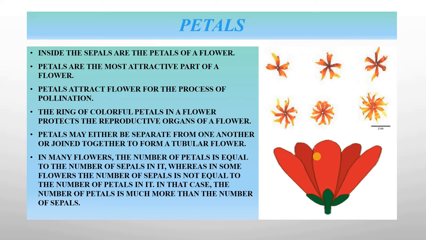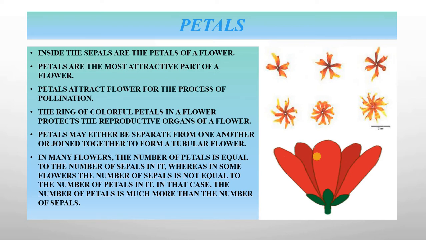Now, the ring of colorful petals in a flower protects the reproductive organ of a flower. Petals may either be separate from one another or joined together to form a tubular flower. In many flowers, the number of petals is equal to the number of sepals, whereas in some flowers the number of sepals is not equal to the number of petals. In that case, the number of petals is much more than the number of sepals.